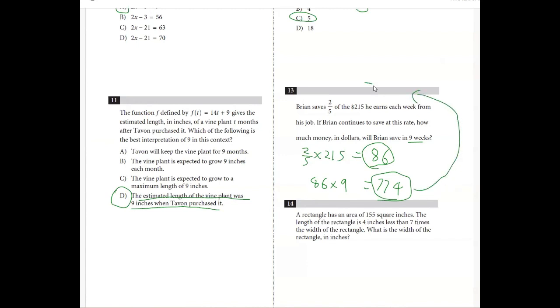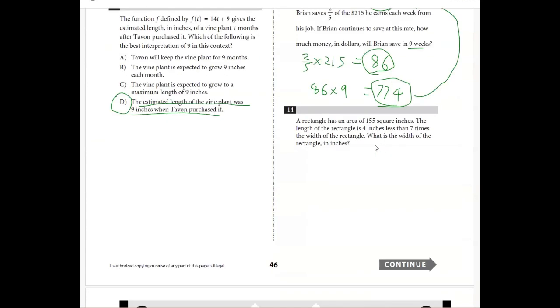I'll write it one more time here. Question 14. A rectangle has an area of 155 square inches. The length of the rectangle is 4 inches less than 7 times the width of it. What is the width of the rectangle in inches? Okay, length times width is equal to 155. So the length of the rectangle is 4 inches less than 7 times the width.